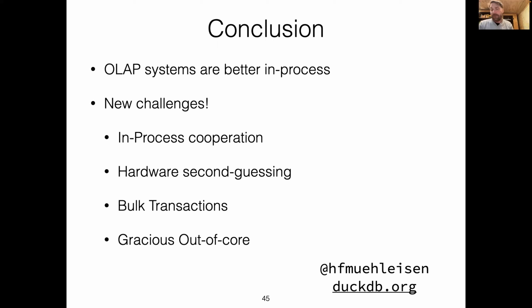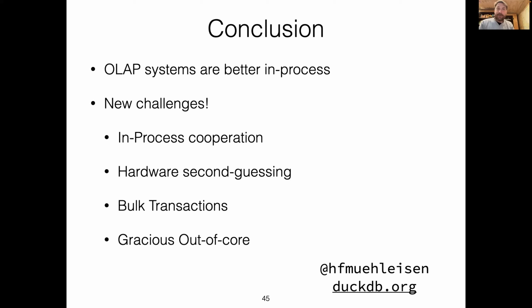How can you cooperate within the same process with other things that also try to achieve things? Then second guessing the hardware. I think this is a vastly under-researched topic, especially given the IoT revolution, or mobile devices, things like that, where we now also handle significant amounts of data, yet we have no way of dealing with errors.